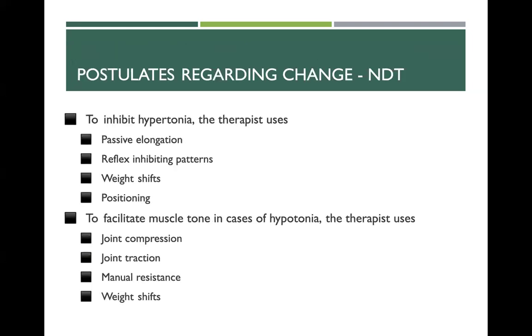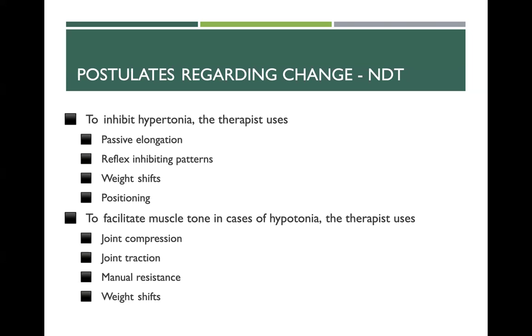Then we have our postulates regarding change in regards to the NDT approach. So when we're talking about postulates regarding change, think of these as treatment approaches and intervention ideas of how to work with this specific frame of reference. So some postulates regarding change could be with an inhibition for hypertonia. The therapist can use passive elongation, reflex inhibiting patterns, different sorts of weight shifts, as well as different positioning techniques.